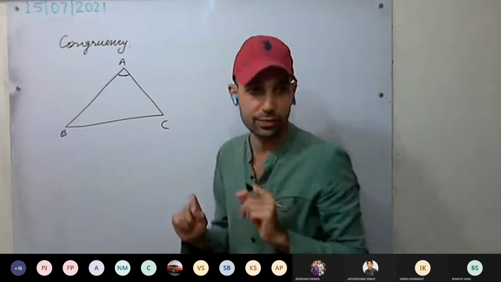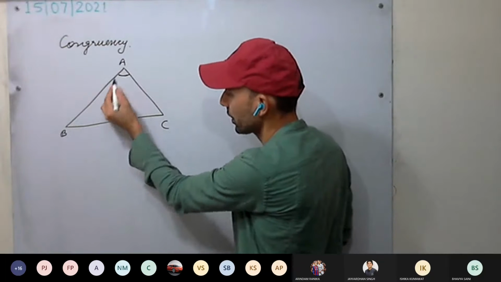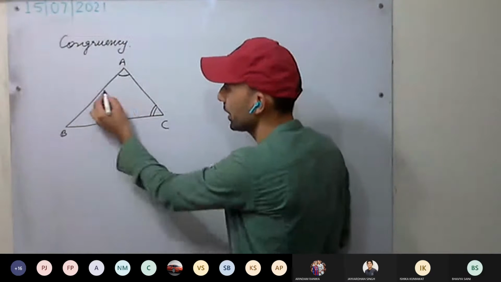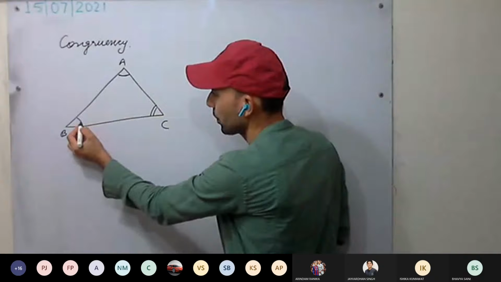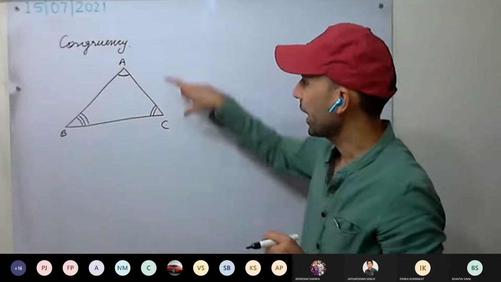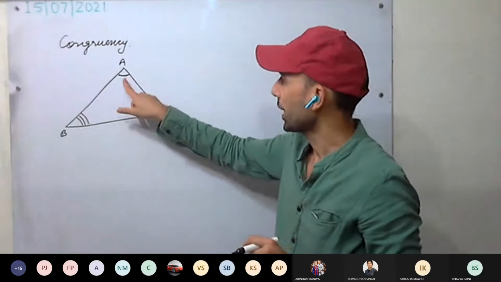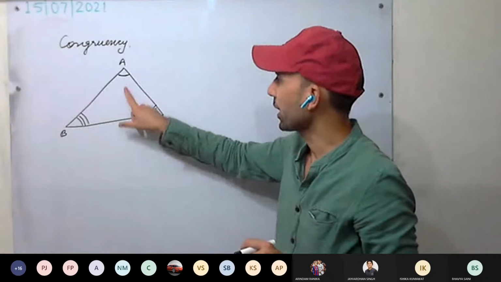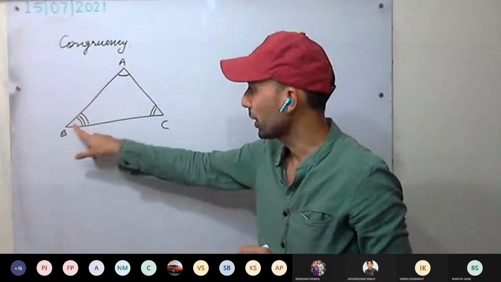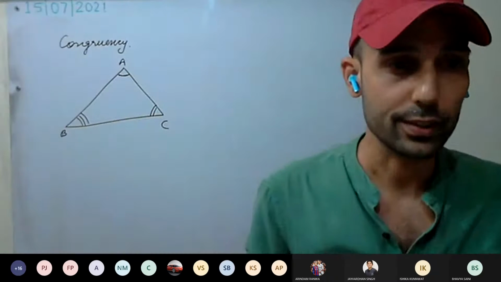So the side opposite to this angle is which one? BC. Always remember these things, we are going to use them. Angle A, the side opposite to it is BC. Angle C, the side opposite to angle C is AB. And the side opposite to angle B is AC. Or we can say the angle opposite to AC is angle B, the angle opposite to BC is A, and the angle opposite to AB is C. These things we are going to use in congruency.